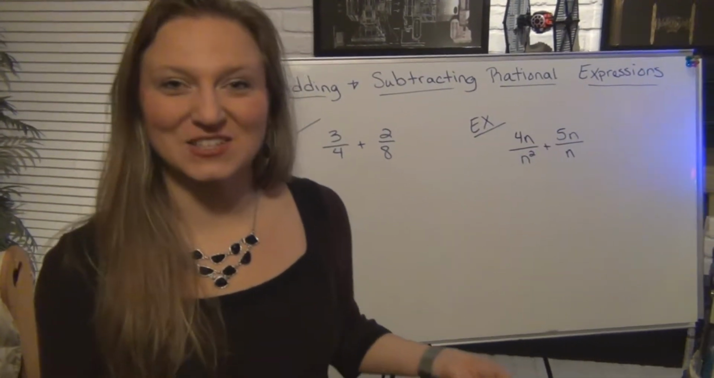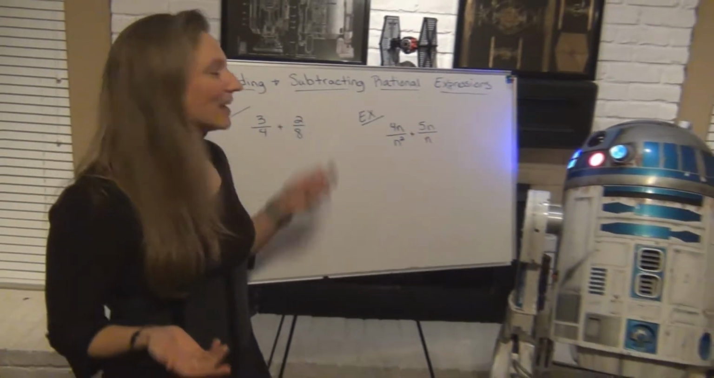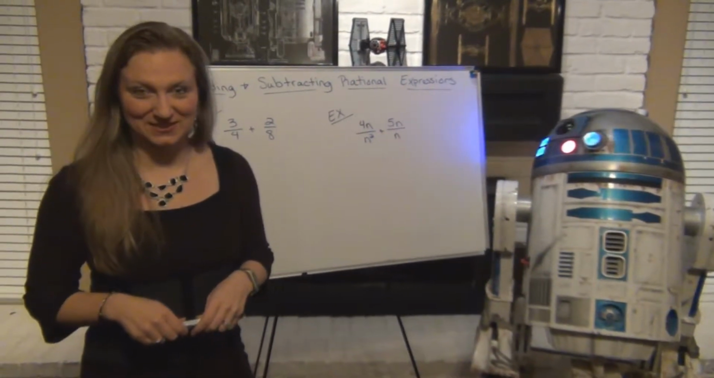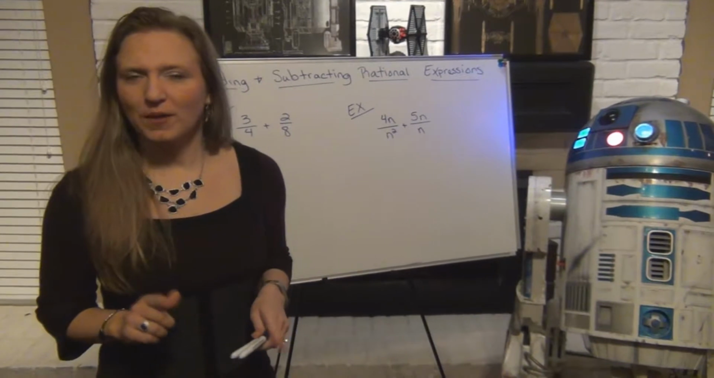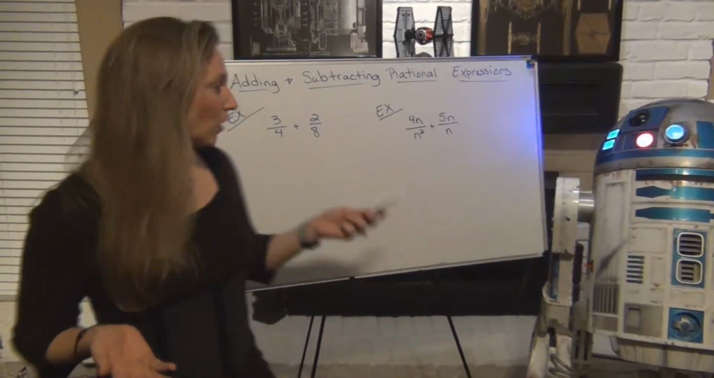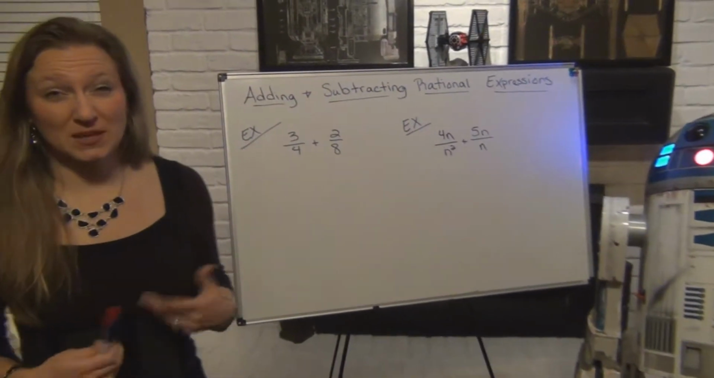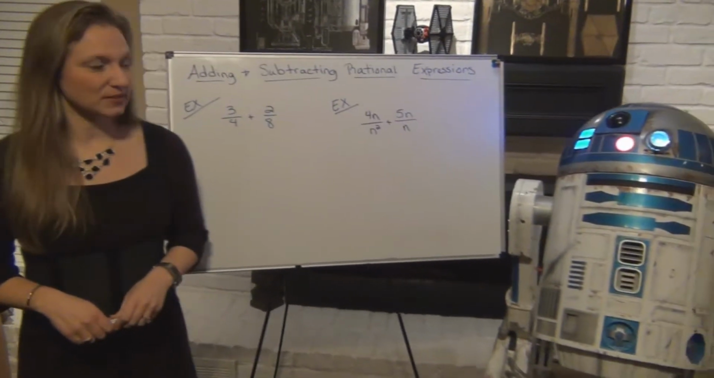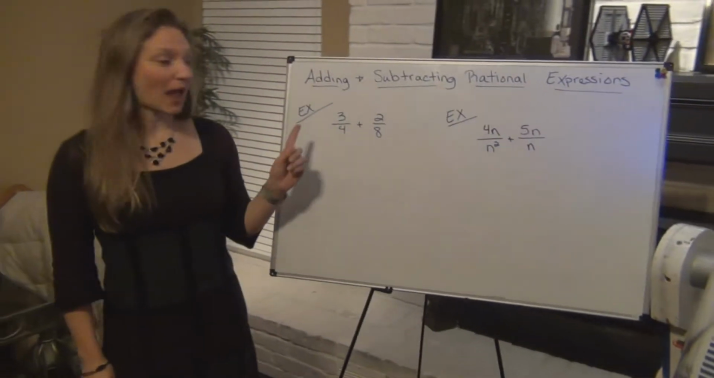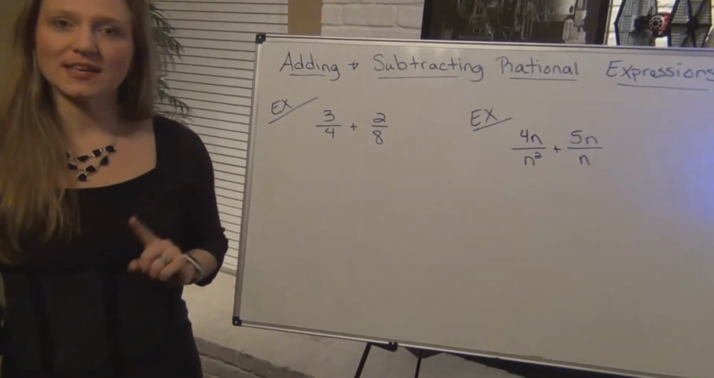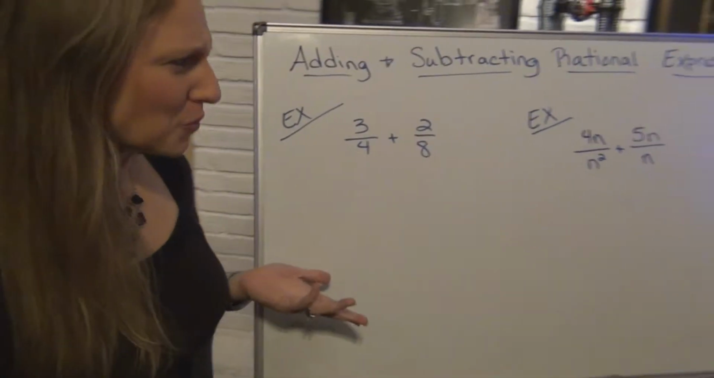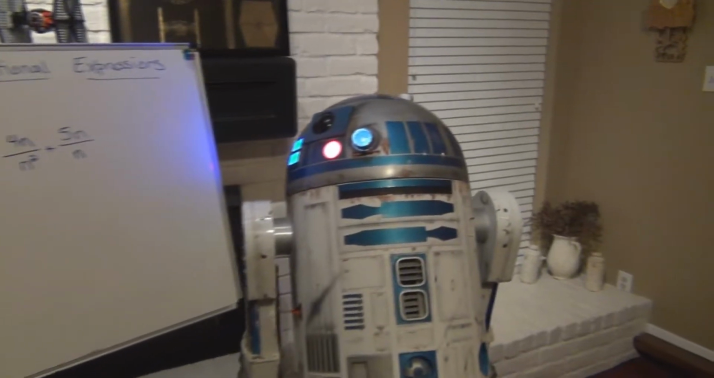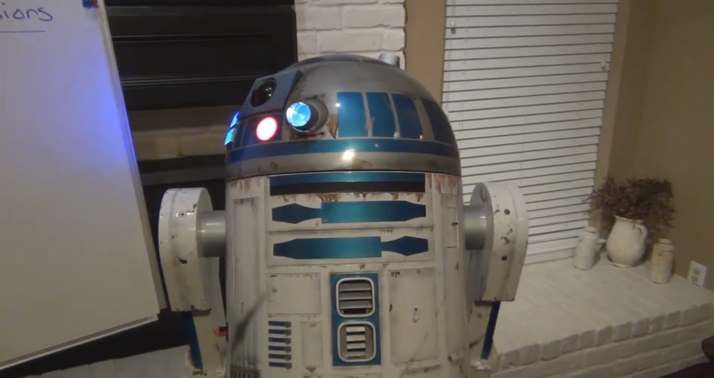R2D2 is joining us to learn about how to add and subtract rational expressions. Before we do that, I want to remind you of what you learned way back in elementary school about just how to add fractions, because that really helps us prepare for how to add rational expressions. So remember, when you're adding, you need to get a common denominator. R2, you remember when you were adding and subtracting, you had to get a common denominator?